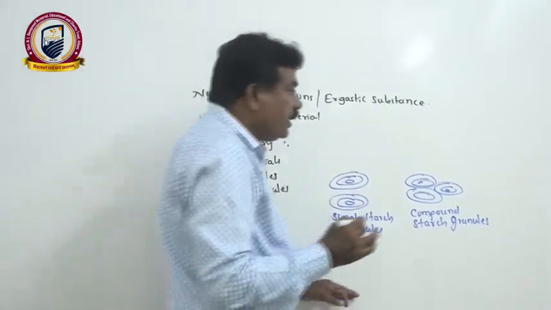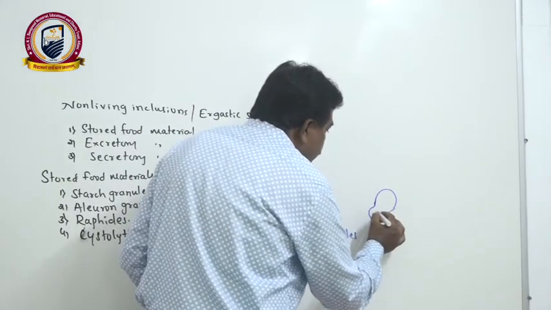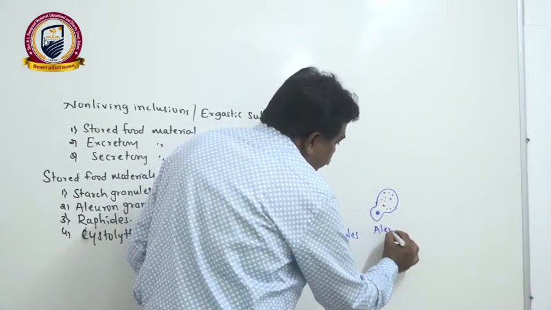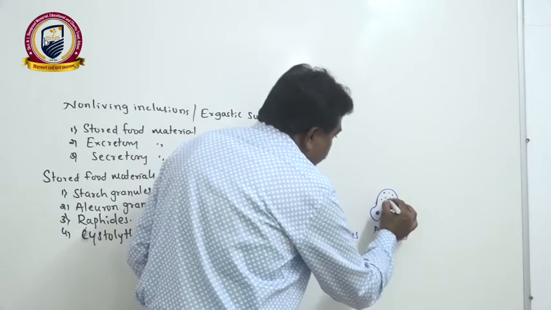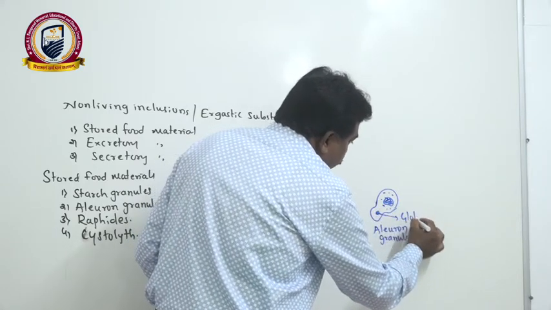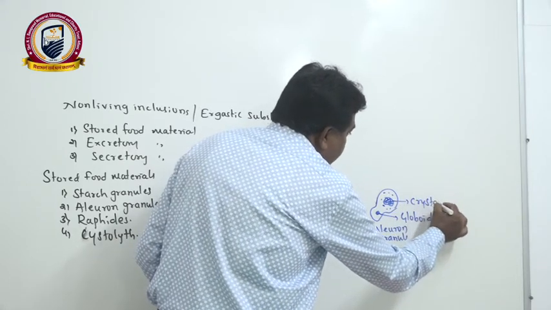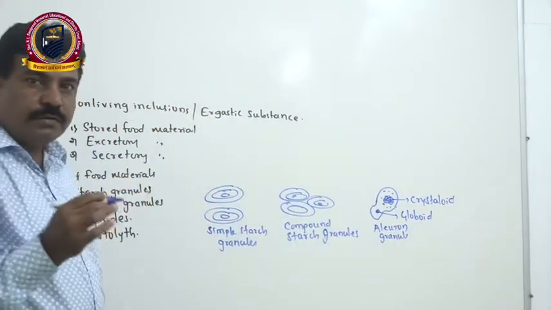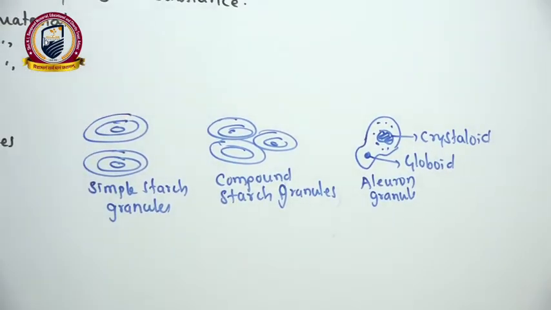Like that, protein granules are there, especially in pulses like beans, soya bean, and Bengal gram. They are called aleurone granules. Here in aleurone granules, we have two structures. One is the globoid, globe-like, and the other is the crystalloid, crystal-like bodies, and they help to store proteins. Aleurone granules are rich mainly in proteins.